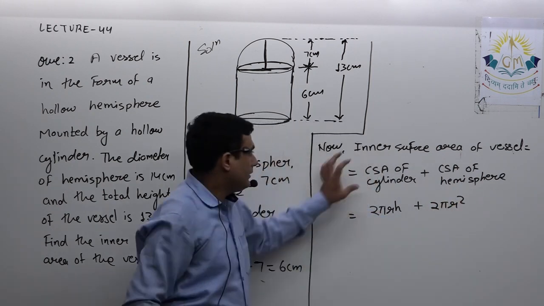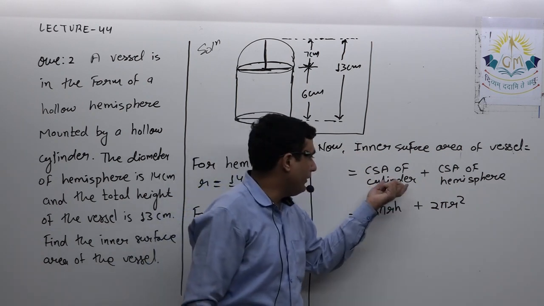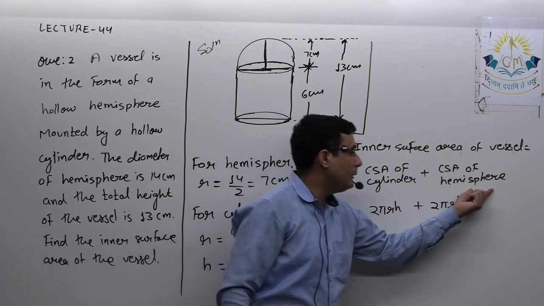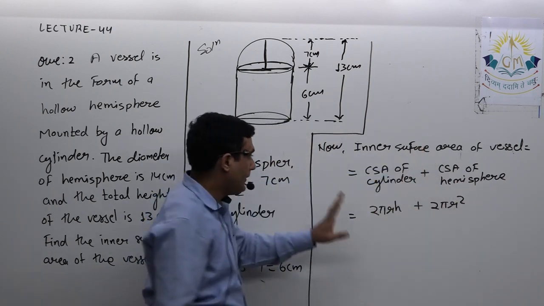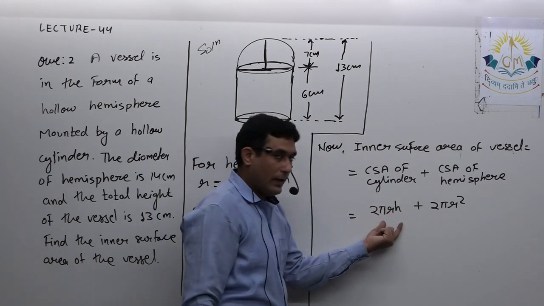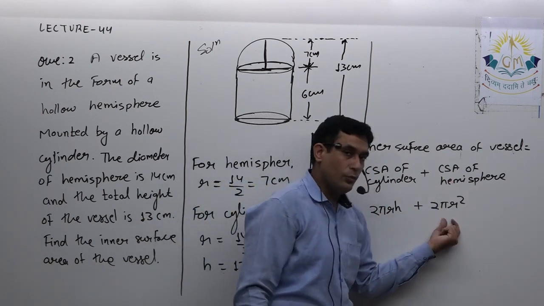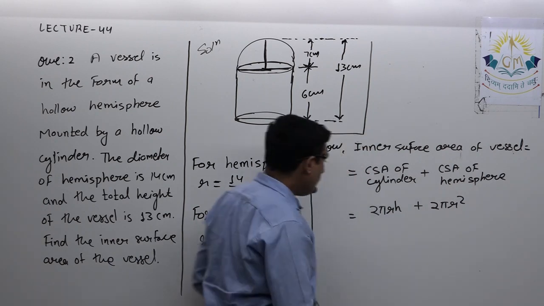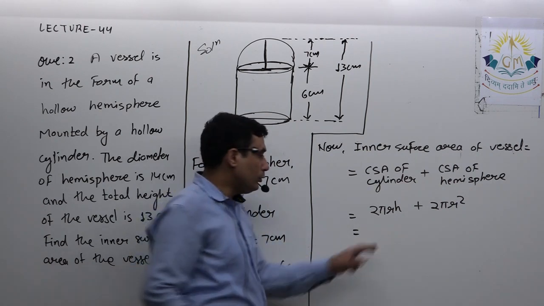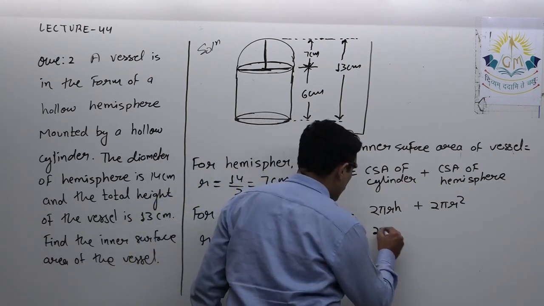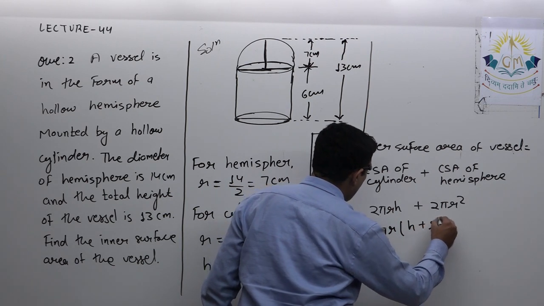First, whatever is required, I wrote in words, that is CSA of the cylinder. If we add the CSA of the cylinder and the CSA of the hemisphere, then we'll get the inner CSA of the vessel. The CSA of the cylinder is 2 pi RH, and the CSA of the hemisphere is 2 pi R square. Still I won't put the values. Here it is possible to take something common. What can I take common? 2 pi R. So here H will be there and R will remain over here.